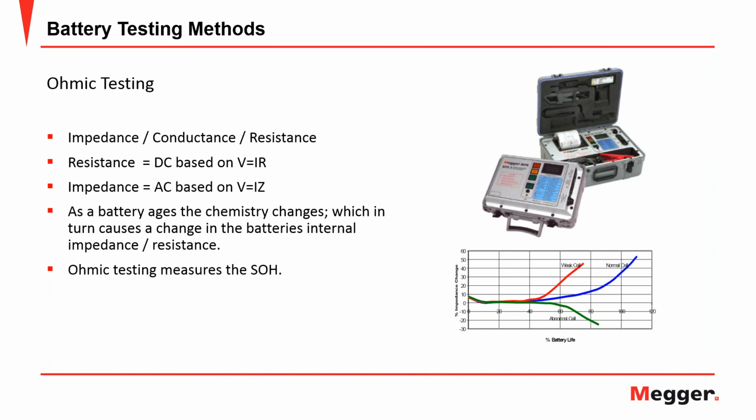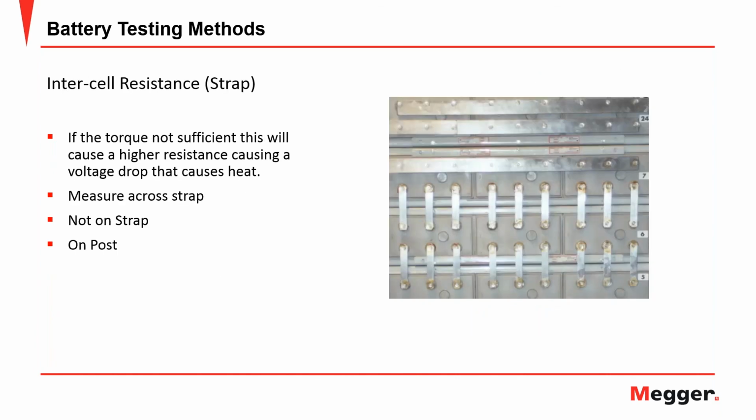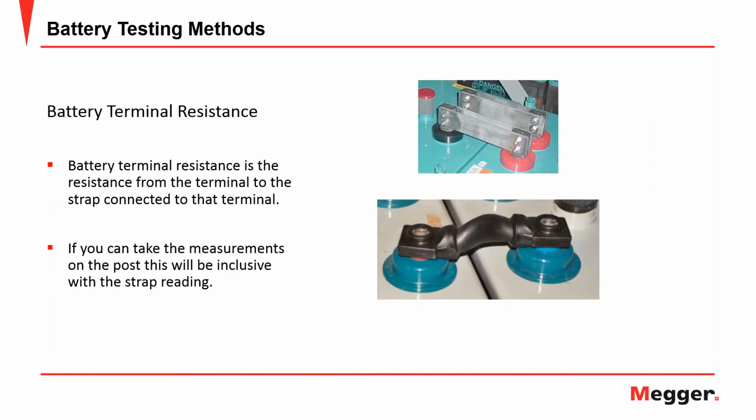Intercell resistance, as I said, this is a very important test to do. And we want to make sure when we take these tests, we're taking those tests at the posts. And the reason being is the terminal resistance. If you just take it across the strap, you're not taking into account the impedance or the resistance of the post to the strap. So if you take it on the post, then you're all inclusive. You're getting all the measurements there.